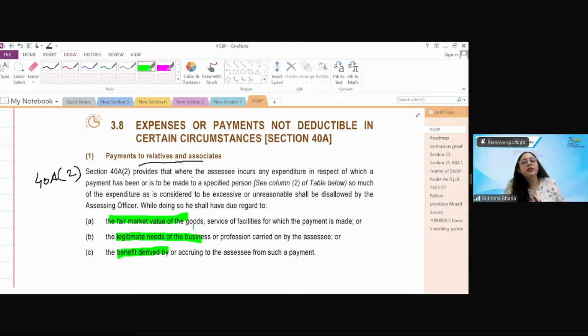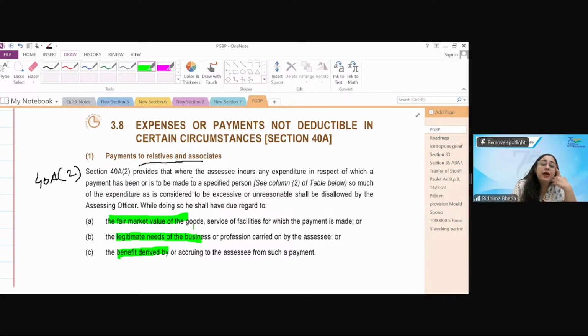It was not a legitimate need of the business. Or I am showing advertising expenditure in a particular printing magazine, or any irrelevant item which is not even related to my particular business. So anything which is not the need of the business or is not as per the fair market value would attract disallowance. But it should be with any related party or associate. Any related party or associate.